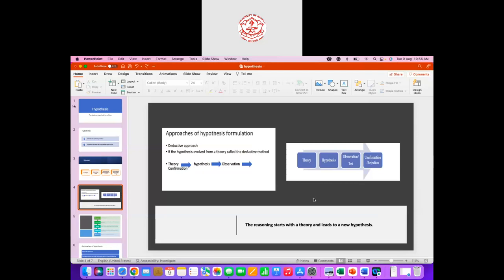So reasoning starts with the theory and leads to the hypothesis, so the candidate can clear the situation. If there is an existing theoretical understanding, if there is knowledge, your hypothesis should be favorable, in accordance with the theory. At that time we cannot state that there is no relationship, no association. If the theory says there is a relationship, there is an association, then you should not state a null hypothesis. So that's a clear understanding of this approach, the deductive approach.